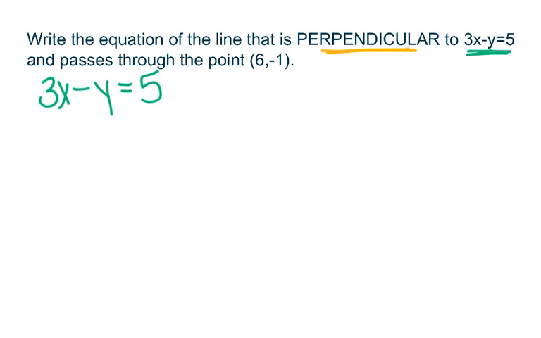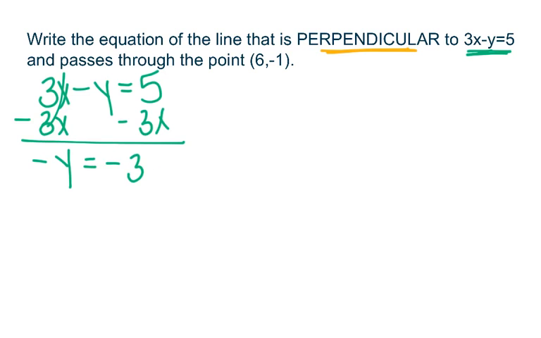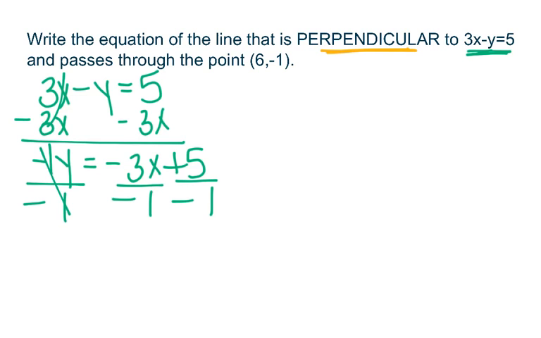So to isolate y, I would first subtract my 3x. That means this is still -y. And I like to always put the x first because that's more the way that we're used to seeing it. And then this is really like -1y, so I'm going to divide everyone by -1. So this is y equals +3x minus 5.